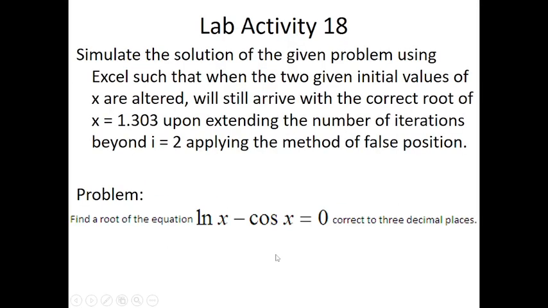Alright, so next, this is your activity. So simulate the solution of the given problem using Excel such that when the two given initial values of x are altered, you'll still arrive with the correct roots of x equals 1.303 upon extending the number of iterations beyond i equals to 2 applying the method of false position. Okay. So similar lang siya dun sa bisection method, no? Okay, naiba lang yung mga formula. Naiba lang yung formula ng pagkuha ng x.